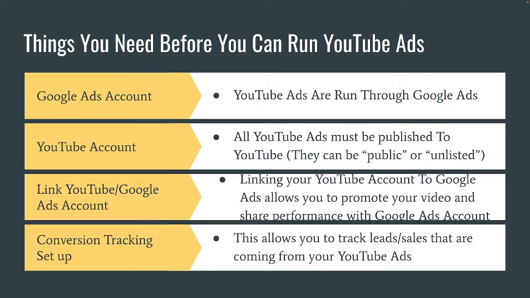Next, you do need an actual YouTube account. All YouTube ads must be published to a YouTube account. They can be either public or unlisted. Next, you do need to link your YouTube account to Google Ads. Linking the YouTube account to your Google Ads allows you to promote your videos and share performance data with Google, which is critical. And then finally, we need to set up conversion tracking, which allows us to understand which YouTube ads drove the actual results, whether it's sales or leads, etc.